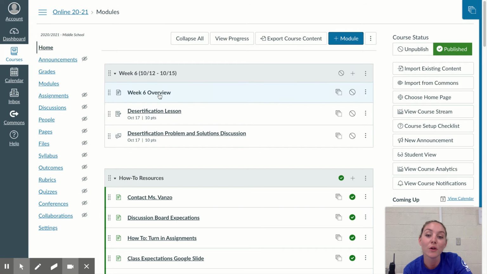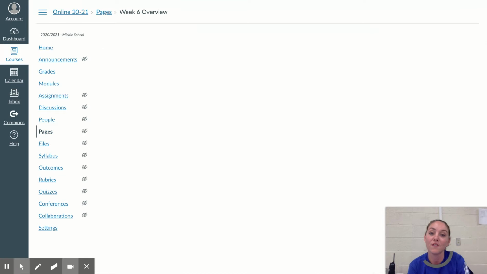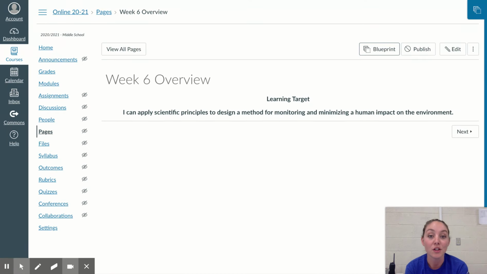This week, we're going to be focusing on desertification. The learning target is I can apply scientific principles to design a method for monitoring and minimizing human impact on the environment.